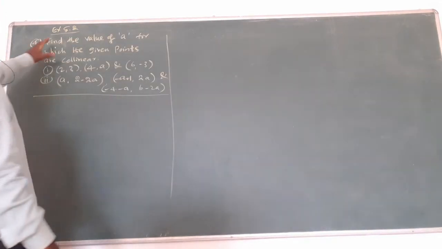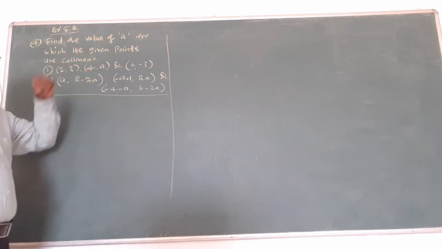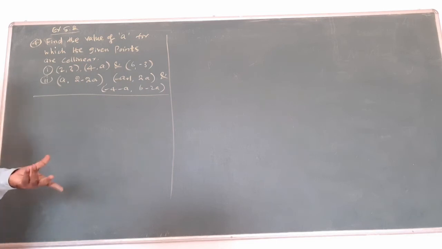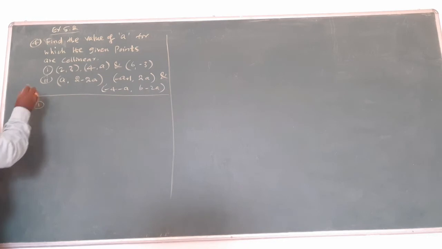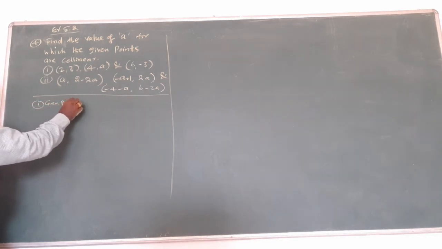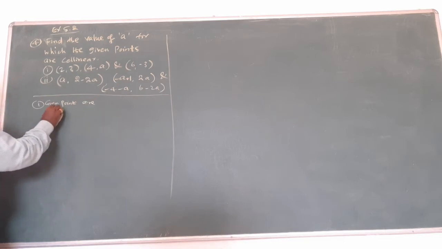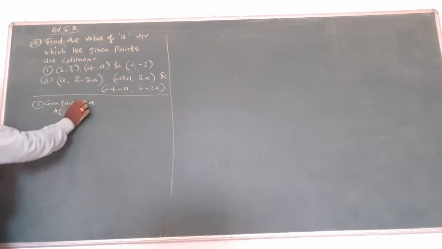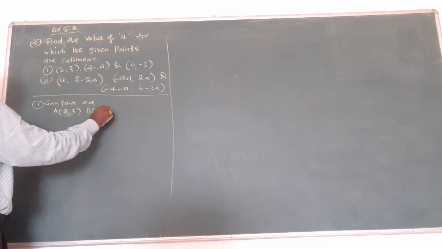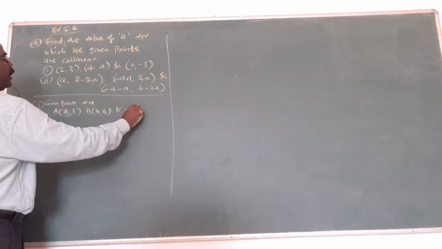The previous model: find the value of A. A is asked if the 3 points are collinear. Already you know collinear means we need not have a diagram. The first subdivision: the given points are A (2, 3), B (4, A), C (6, 7, 8).